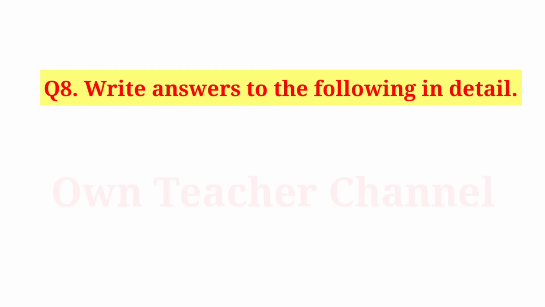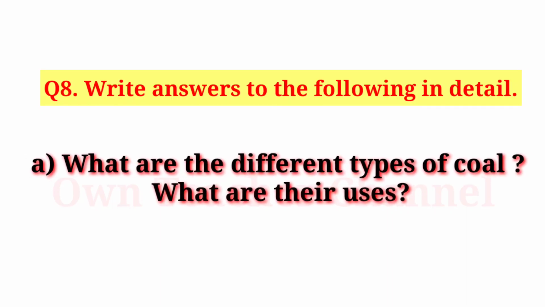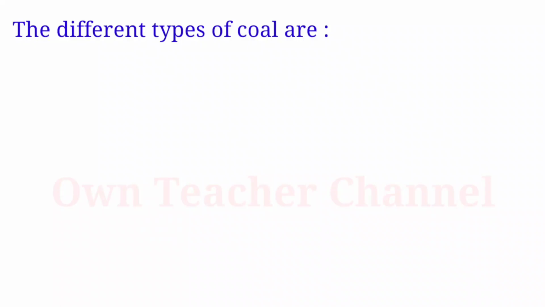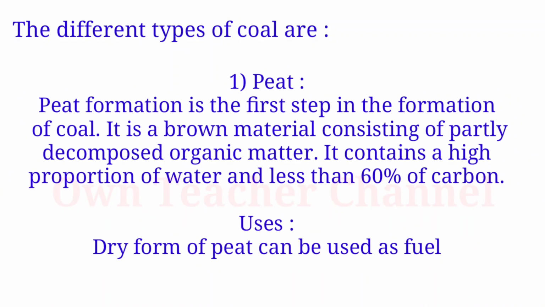Question 8. Write answers to the following in detail. What are the different types of coal? What are their uses? The different types of coal are 1. Peat. Peat formation is the first step in the formation of coal. It is a brown material consisting of partly decomposed organic matter. It contains a high proportion of water and less than 60% of carbon. Uses. Dry form of peat can be used as fuel.